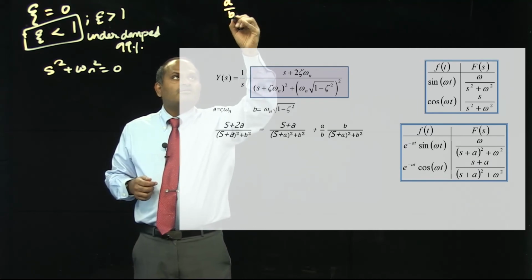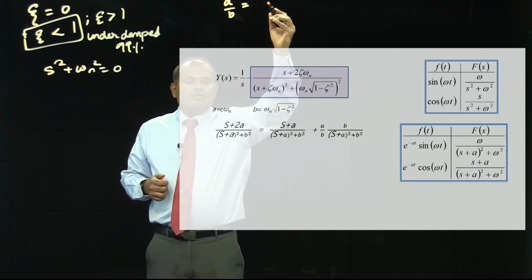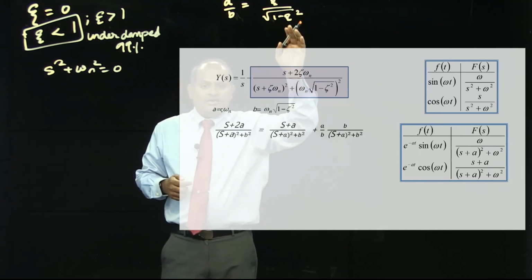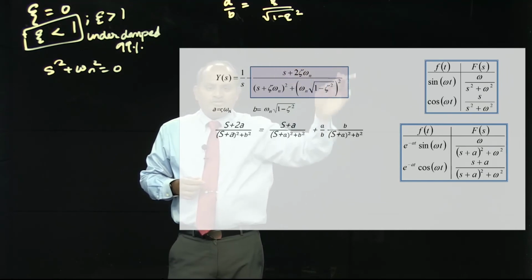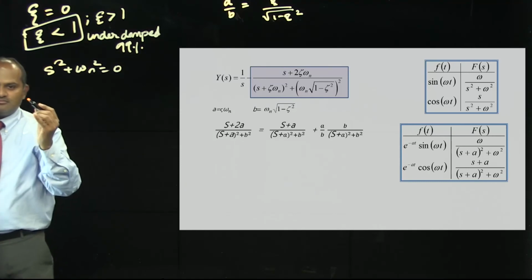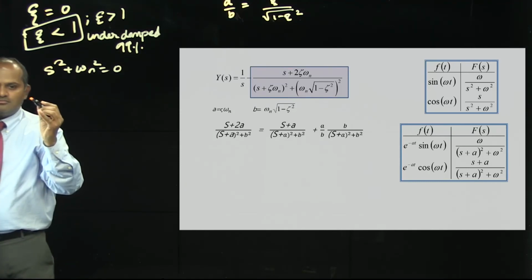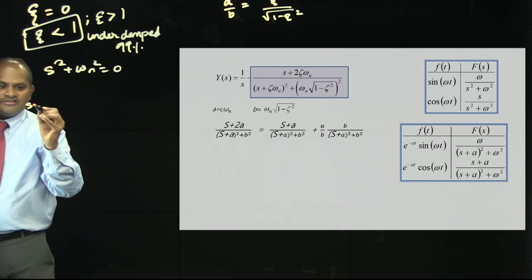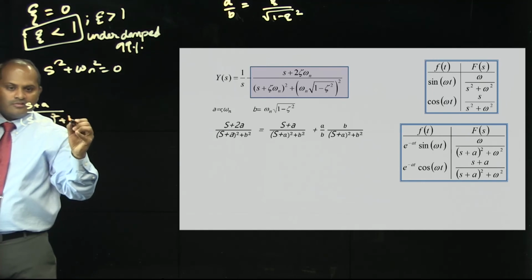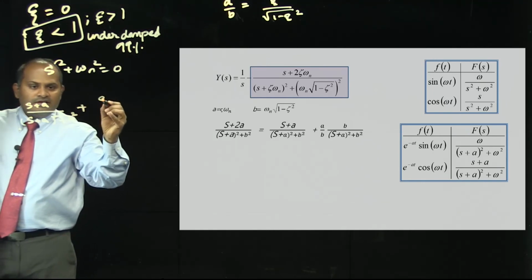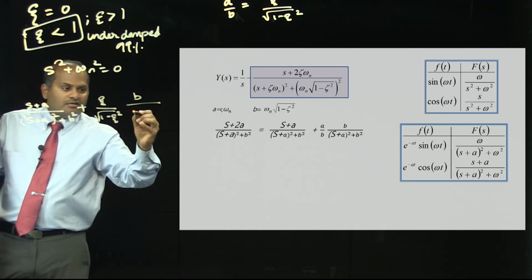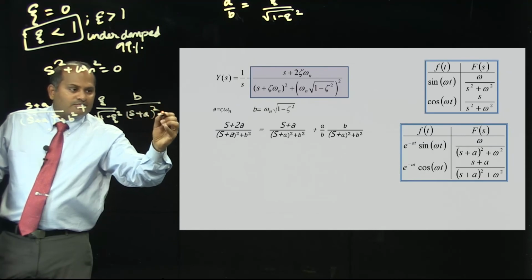A by b is equal to eta by root of 1 minus eta square. So, if we substitute here, what I get from this expression is: (s plus a) by ((s plus a) whole square plus b square), plus eta by root of 1 minus eta square into b by ((s plus a) whole square plus b square).